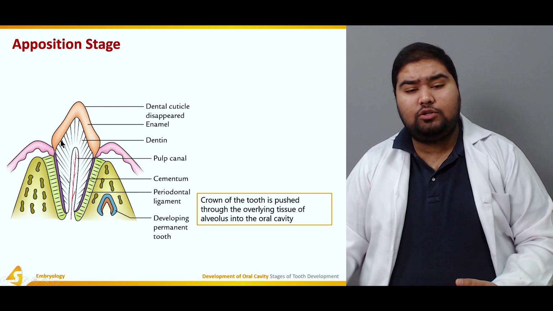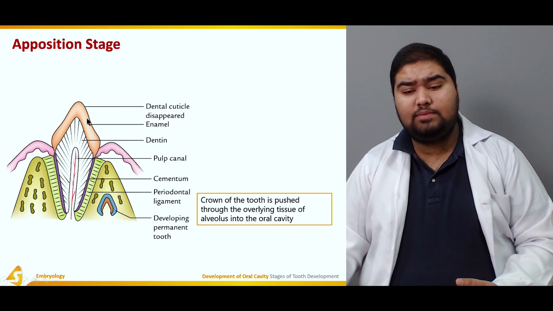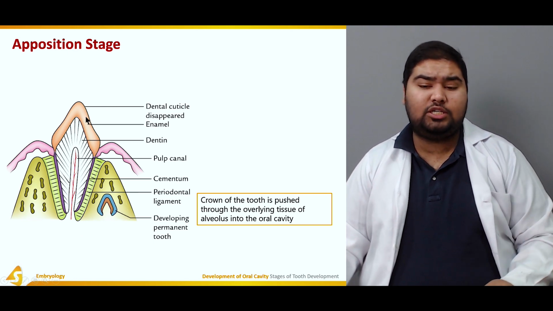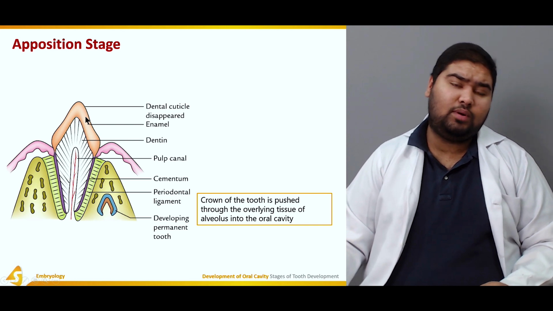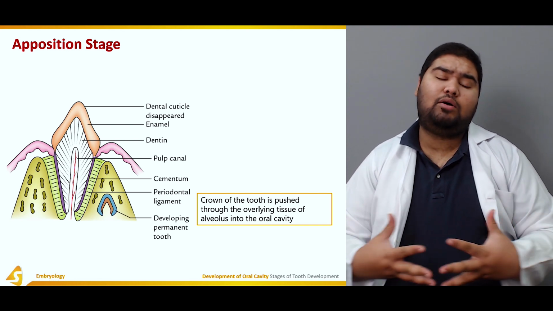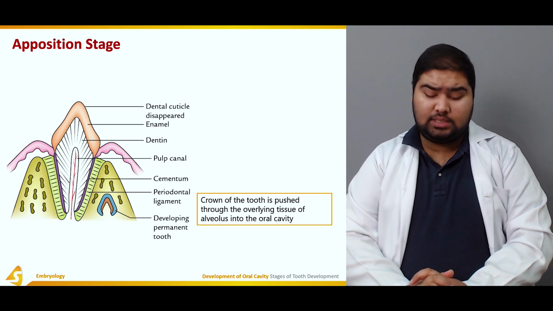Now the crown of the tooth. This is the crown of the tooth. It is being pushed through the overlying tissue of the alveolus into the oral cavity, and this is how a tooth ruptures and emerges out.